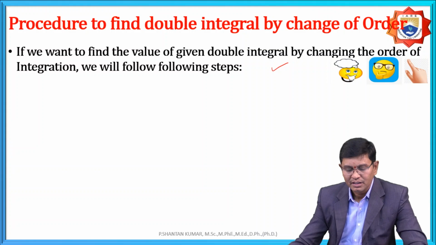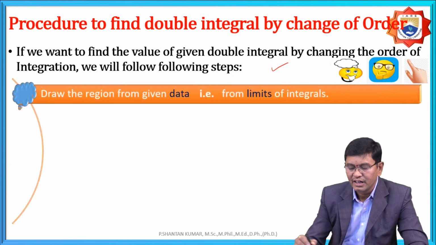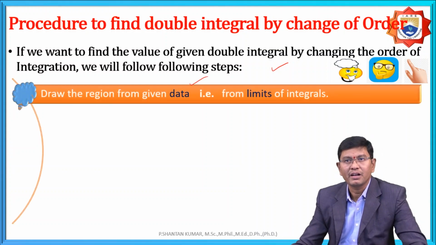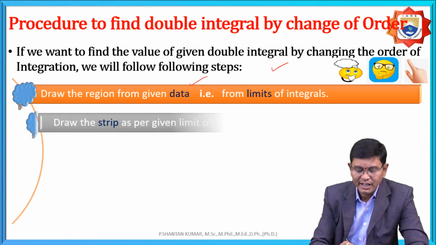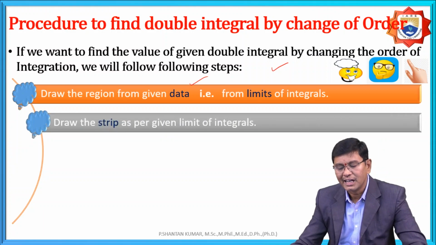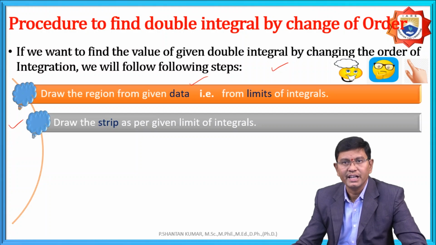Here, step one is to draw the region from the given data. That means from the limits of integration, we need to find the solution. That means draw the region of the given data, and after drawing the diagram, then draw the strip as per the given limits of the integration.